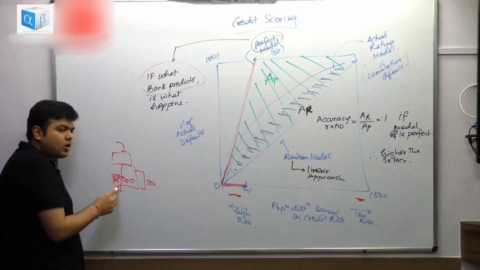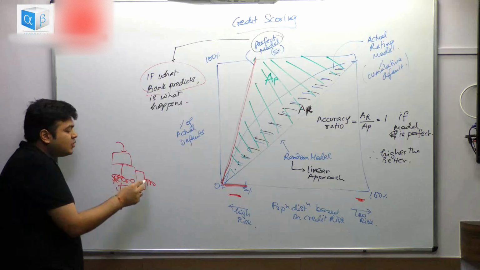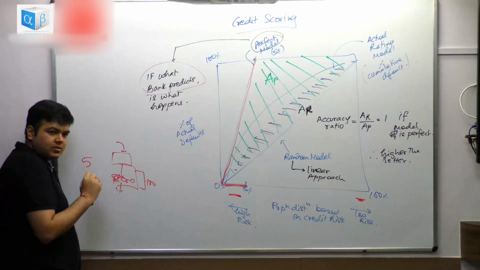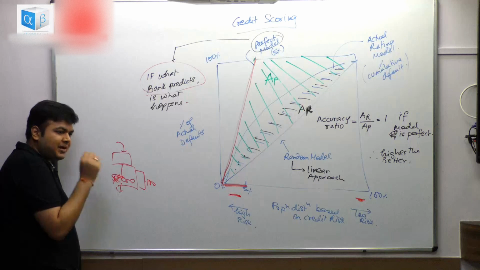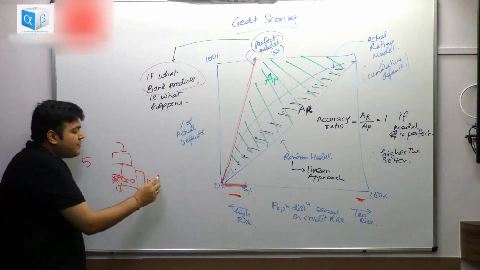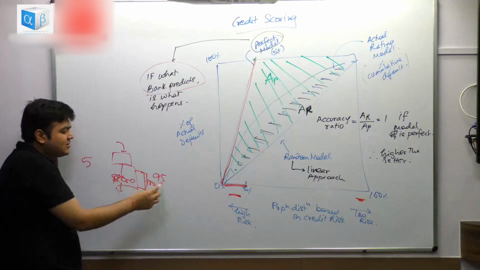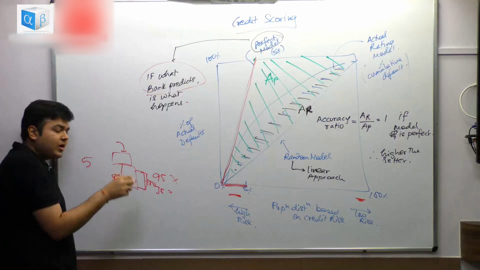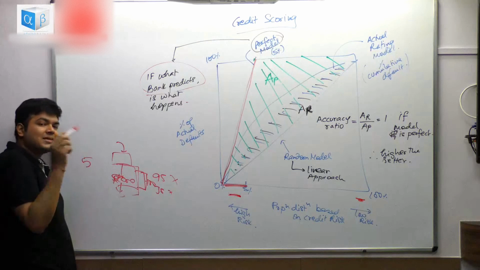If the bank's rating model, scoring model is correct, then out of those 100 customers, if I make an assumption that exactly 5 people have defaulted, then 95 of these guys who had the highest scores would not have defaulted, and the 5 people who had the worst scores would have defaulted if the bank's credit scoring model is absolutely correct.